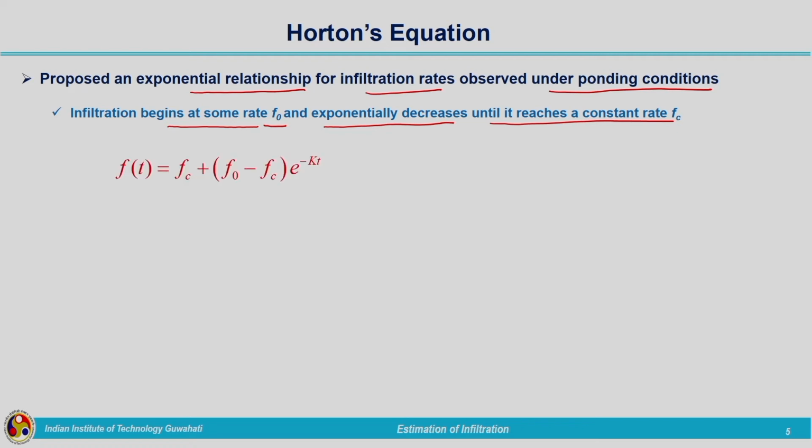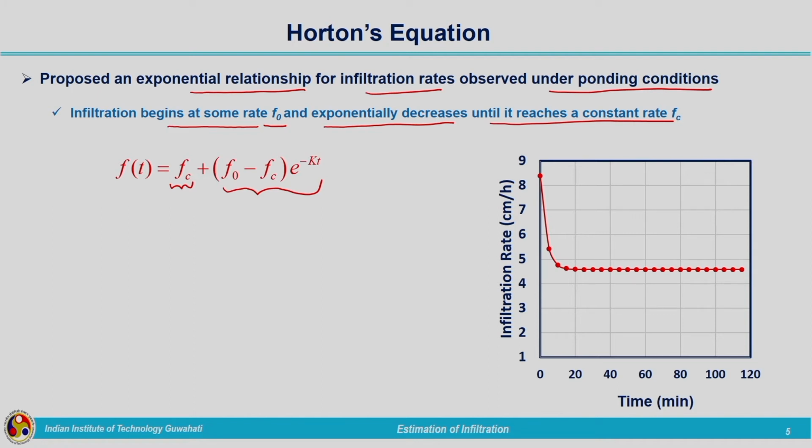The equation is given by f of t is equal to f c plus f naught minus f c, e to the power of minus k t. This term f c is a constant, the steady state infiltration value, that is, as time elapses or becomes large, it will attain a constant rate of infiltration, and the second part has the exponential relationship. So, the curve will look like this.